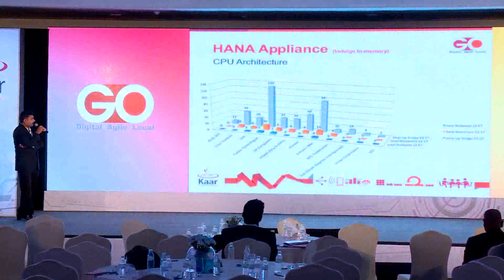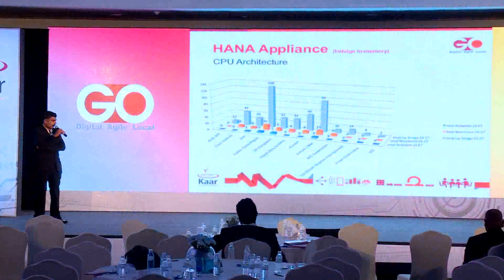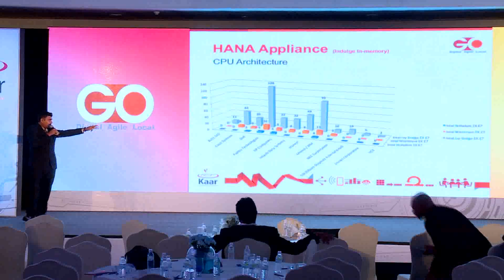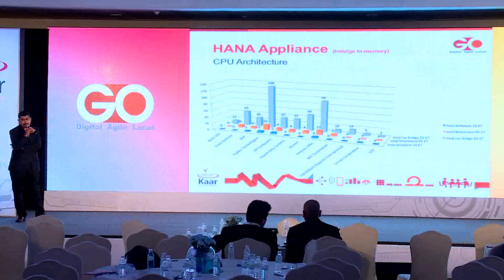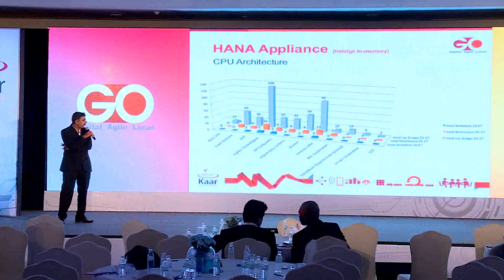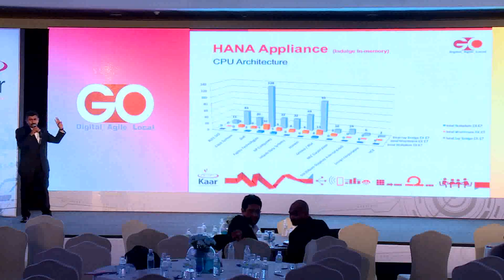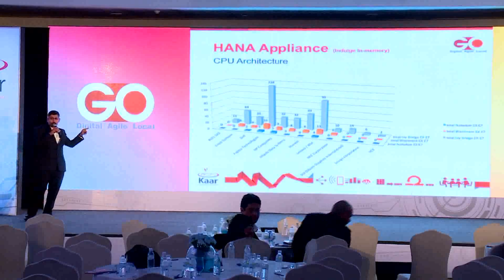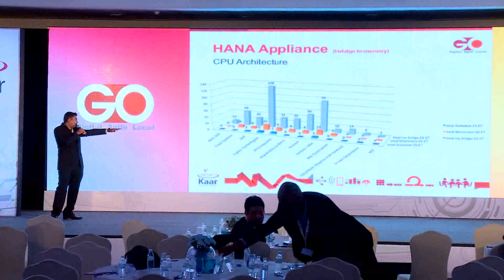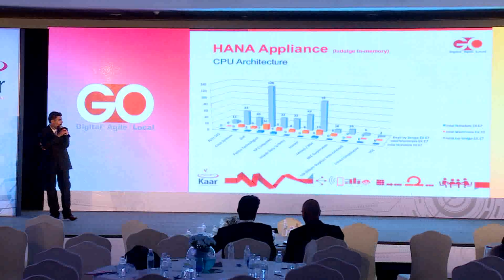So if you see this, these 537 device brand models are classified into 3 CPU architectures, because HANA is compatible with these 3: Intel Nehalem EX E7, Westmere and IBM Power. These are all the 3 CPUs compatible for HANA, certified by SAP. If you see this, these are all the vendors compatible with these 3 CPUs.